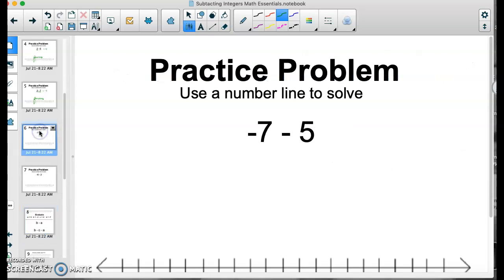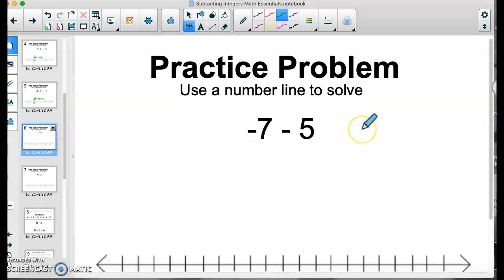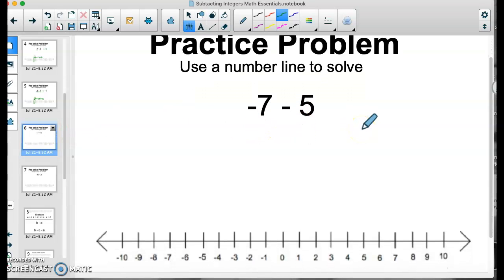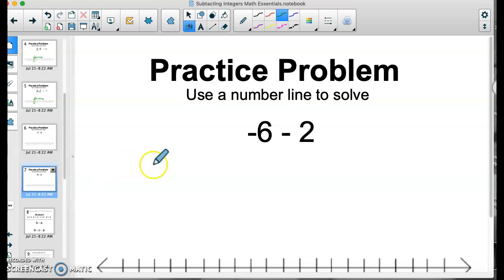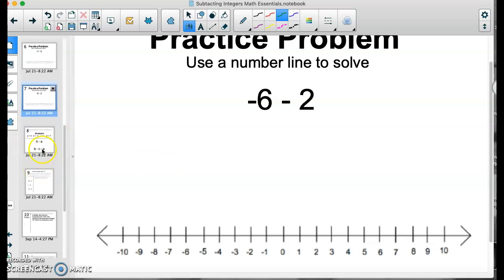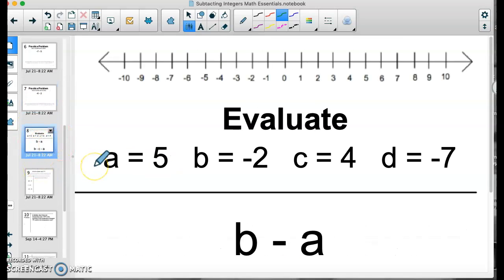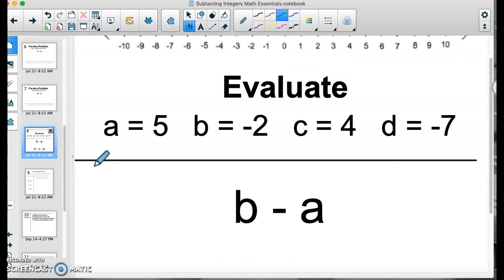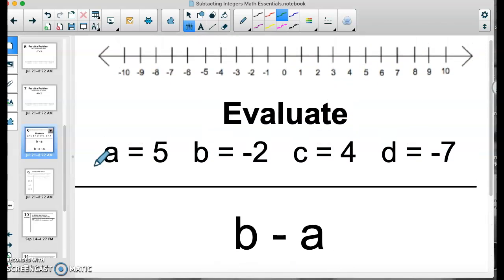Alright, so what I'm going to ask you to do is you're going to do this practice problem. So you're going to use the number line to solve. So here you're going to understand that you're starting at a -7 and you're subtracting 5. Here on this page, you're starting at a -6 and you're subtracting 2. Okay, we're going to evaluate both of these. So I'm going to do the first one for you.